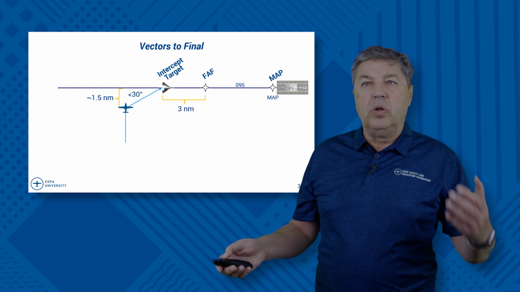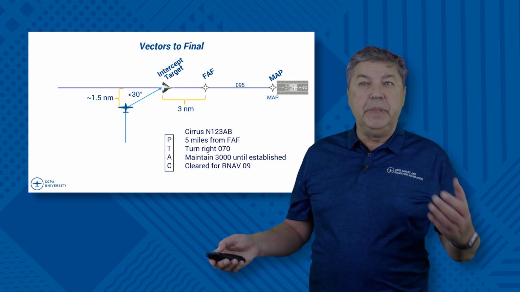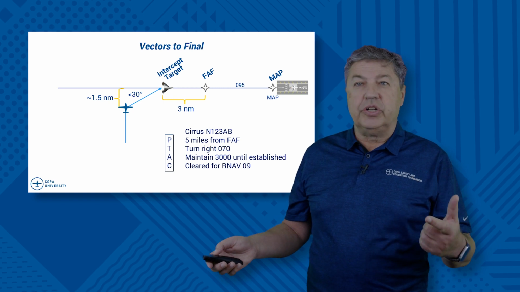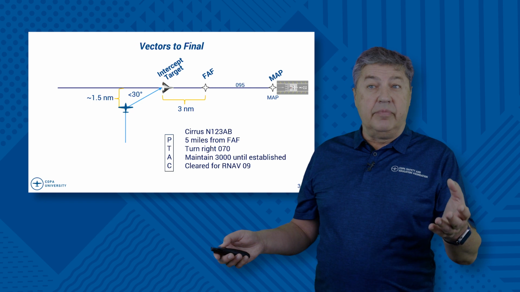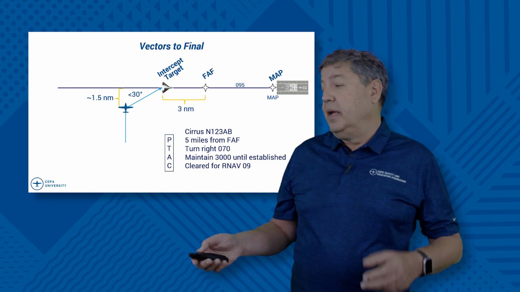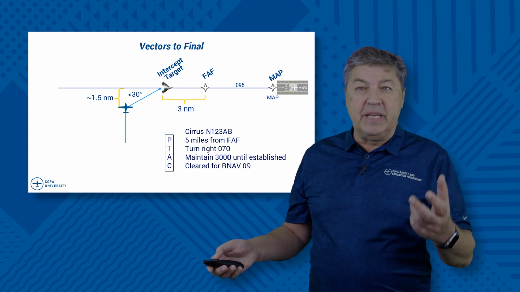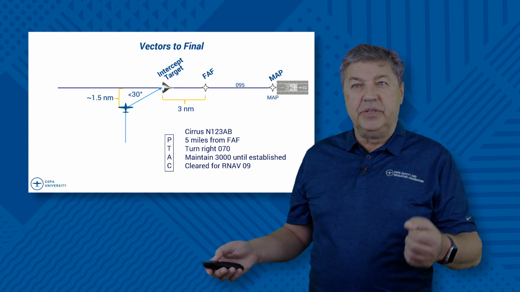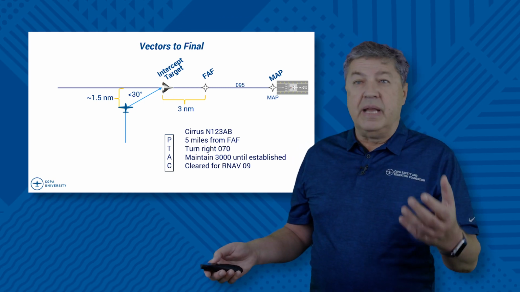That clearance always has a fixed structure. We often call it PTAC, for position, turn, altitude, and clearance. Position, 5 miles from final approach fix. You don't have to read back that part. Turn right heading 070. Maintain 3000 until established, that's altitude, and then the clearance, cleared for the RNAV runway 9.